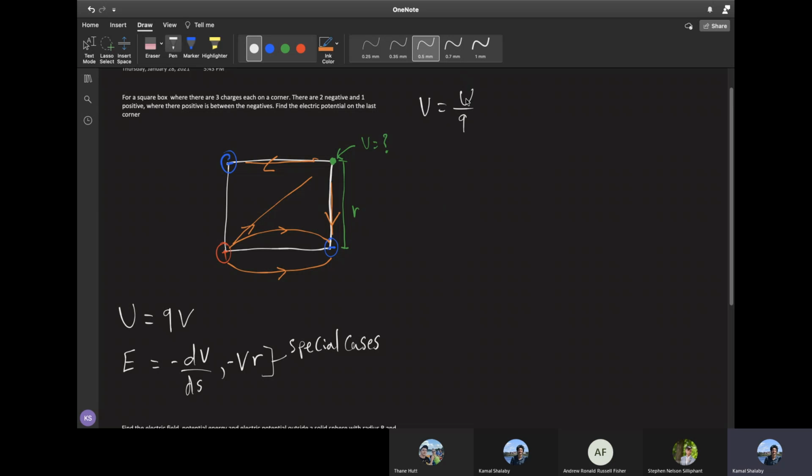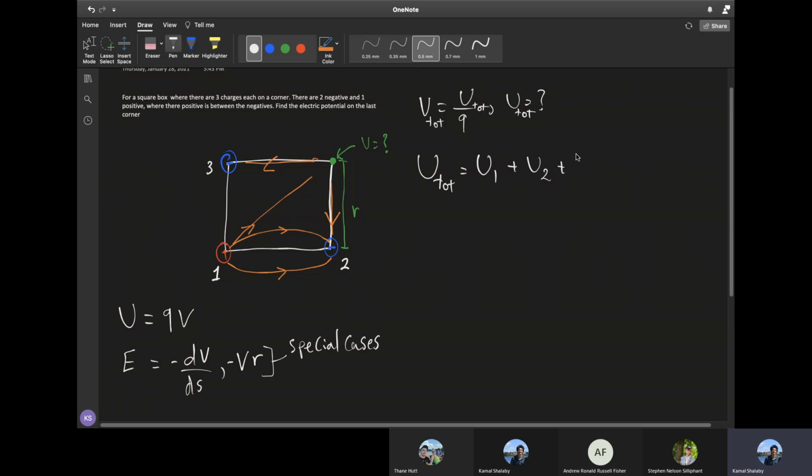So you want to go this way, that V is equal to U over Q, right? Yep. Okay. So we want to find what is U. U is equal to what? We're going to call it U total. Let's say this is particle number 1, this is particle number 2, this is particle number 3. We can say that U total is equal to what? First of all, is U a vector or a scalar? Wouldn't it be scalar? Yes, indeed. So from that, I can just say that the U total is equal to U1 plus U2 plus U3. Does that sound okay? Yep.